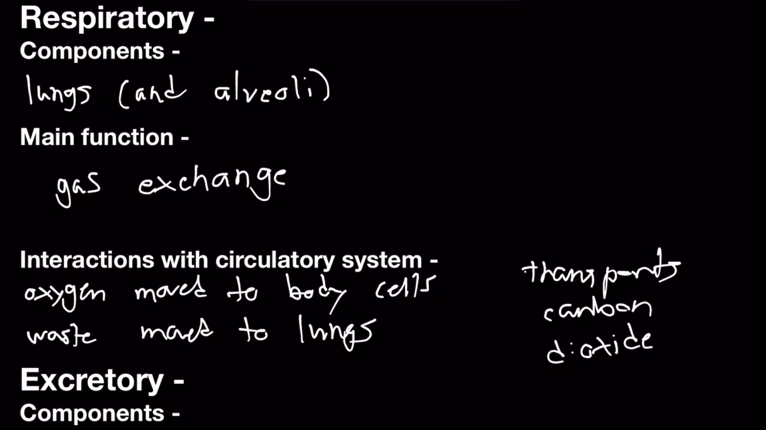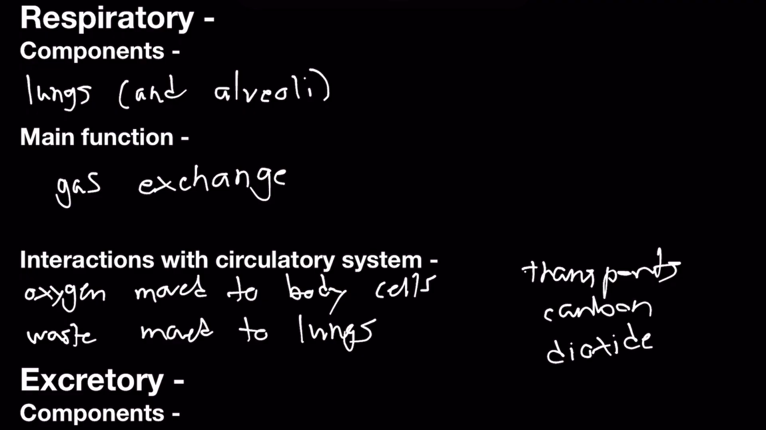And then once these things have moved, then they can be transported. Either carbon dioxide is taken out of the body when we exhale, or the oxygen can be pumped around the body, moving into our body cells to be used for cell respiration.